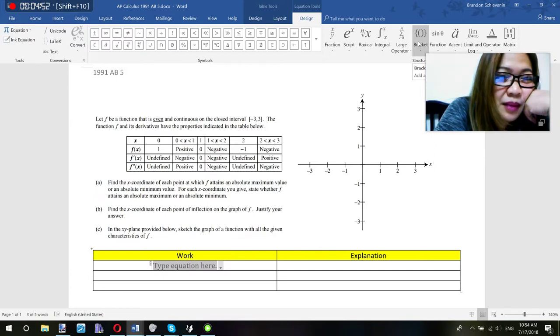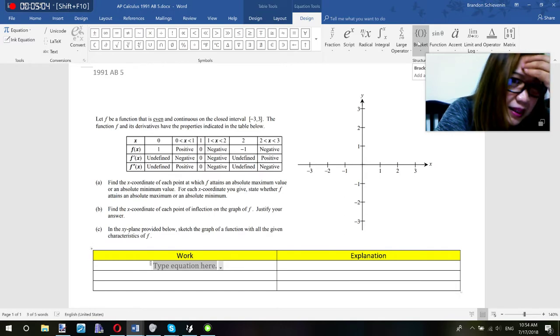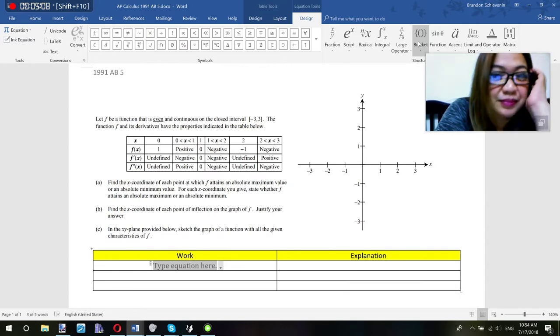To find the absolute maximum value, we need to find the change of the slope from positive to negative. I'm going to reword that just a little bit, because change in slope is really your second derivative, but we're looking at our first derivative, and we want to know, does the first derivative change at that point from a negative first derivative to a positive first derivative?